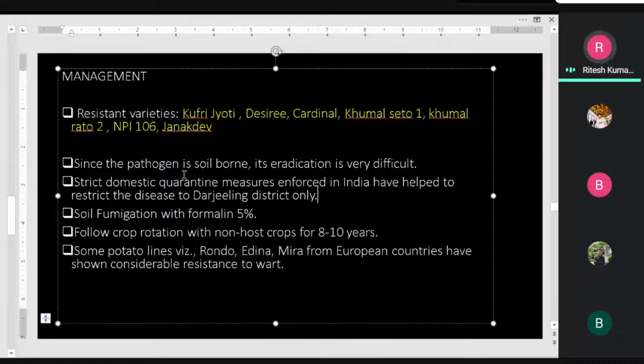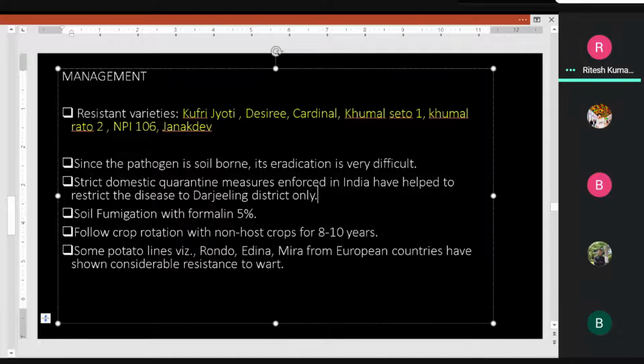It can at least survive in the soil for 10 years even if the land is kept fallow. So soil fumigation with formalin 5% can be done, but it is very costly for large fields. So we can only go with where we are.